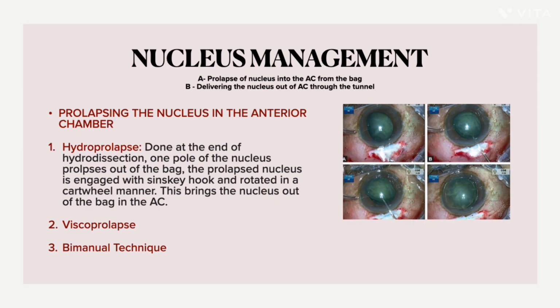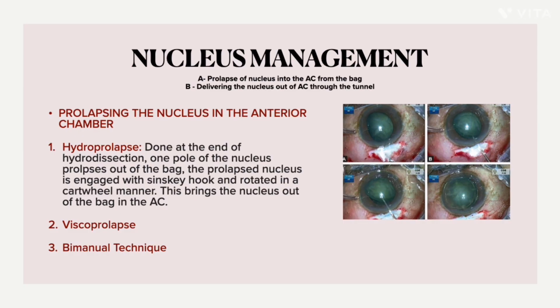out of the AC. So here we discuss prolapsing the nucleus into the anterior chamber, which can be done by three techniques. The first one is hydroprolapse, which is done at the end of the hydrodissection. One pole of the nucleus is prolapsed out of the bag and then engaged with Sinskey hook and rotated in cartwheel fashion to bring the nucleus into the anterior chamber.